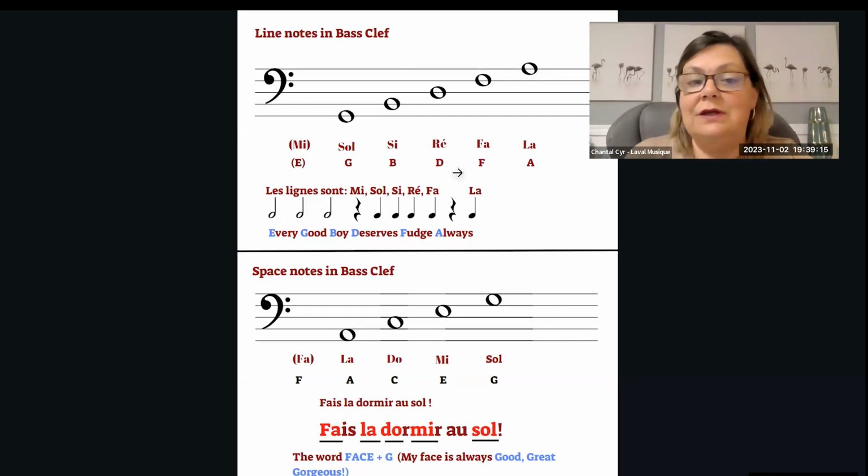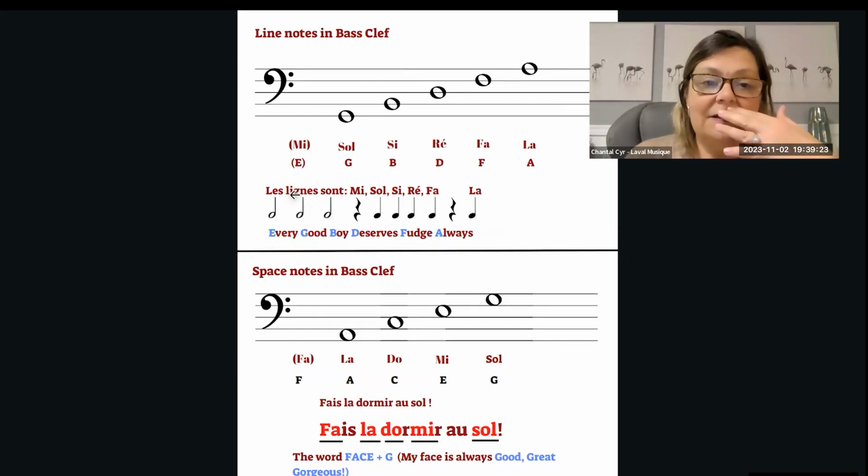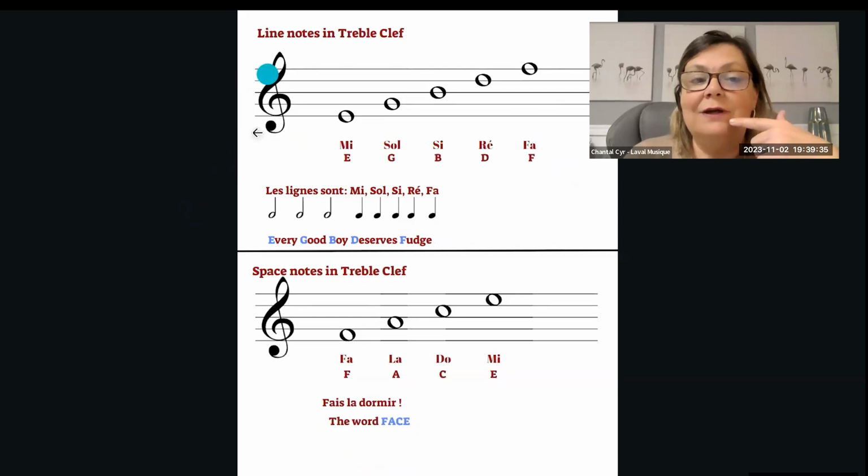And if we want to do the letter names, so every good boy deserves fudge always. The every, you don't place it. Good boy deserves fudge always. Okay, so the notes are not in the same place in treble clef and in bass clef. And the reason for that is because if you look at the clef itself, the treble clef is also known as the G clef. So the G is right here on the second line, making the F all the way up on this last line or in this first space.